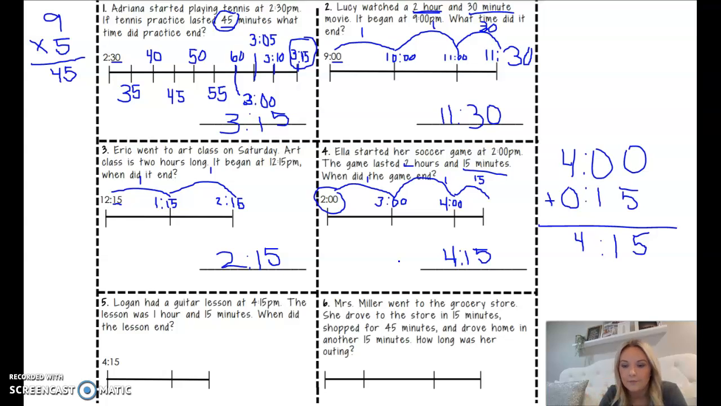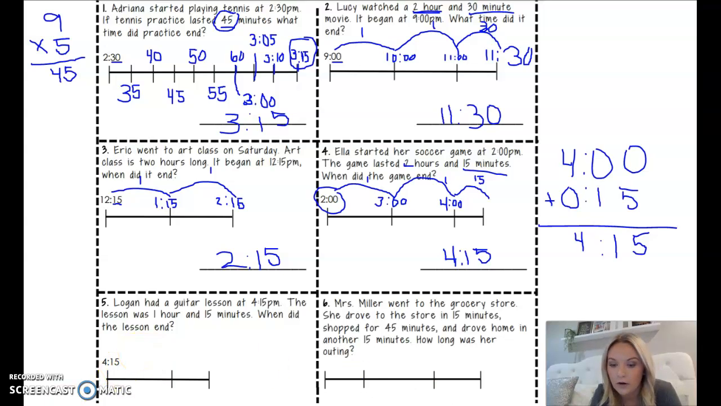Okay, so remember, elapsed time is just saying, okay, how long or what time does something end? So you're looking at the starting point and then the ending point of when something ends, okay? So over here we added 45 minutes and we counted by fives. Over here we did hours and 30 minutes. Then we added hours, and 15 minutes, okay?